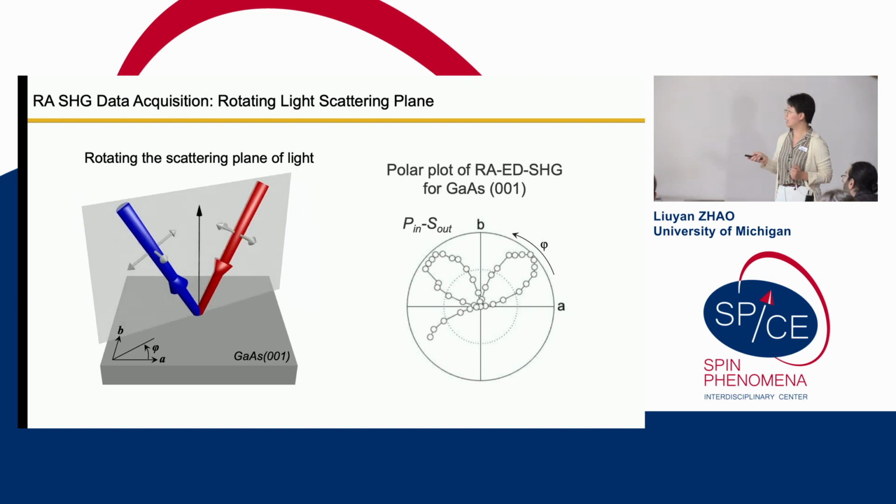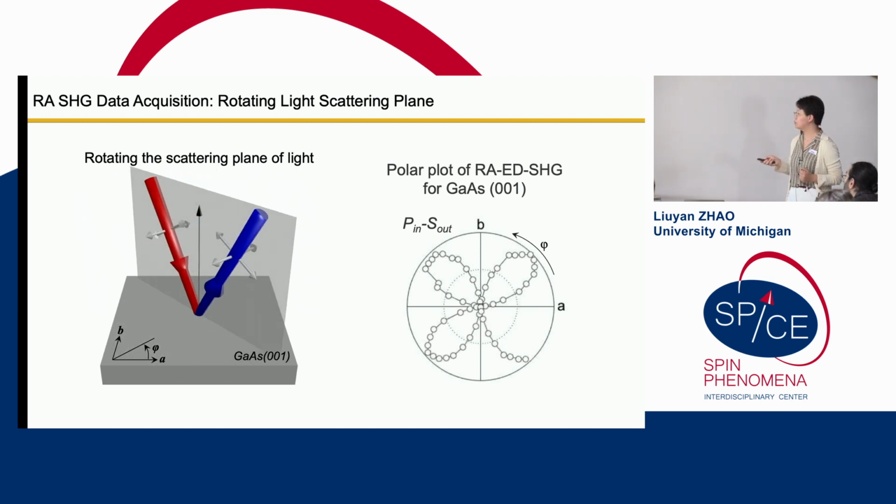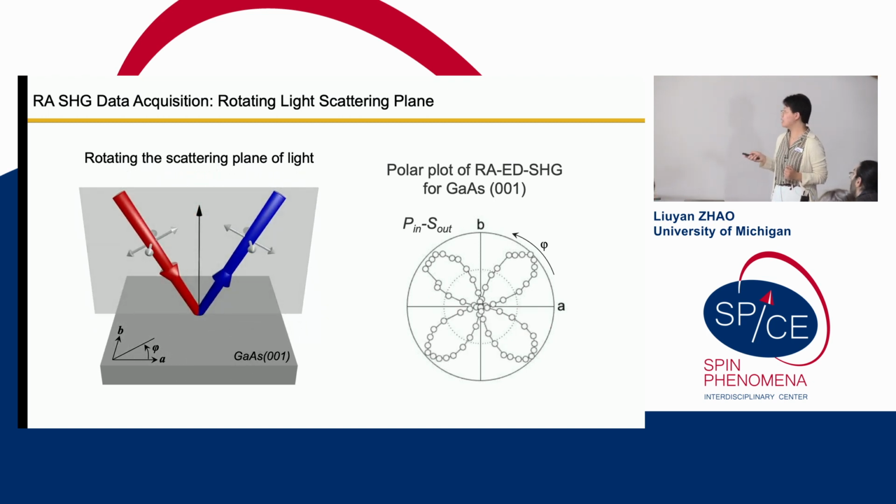The light is rotating, and then the data is taken in these polar plots. The radial distance just represents the intensity, and then the angle is just the azimuthal angle. This is an example of gallium arsenide without center of inversion. So the signal is very strong, and it has 4-fold rotational symmetry that you see directly from the data.